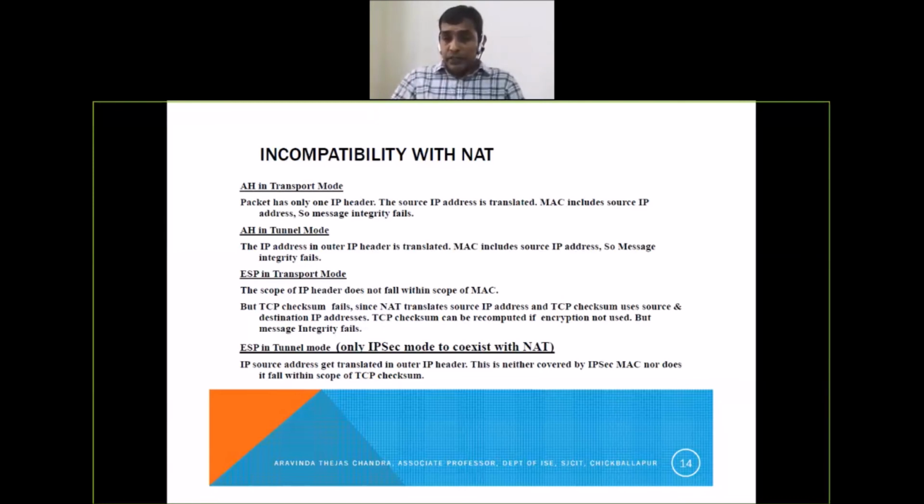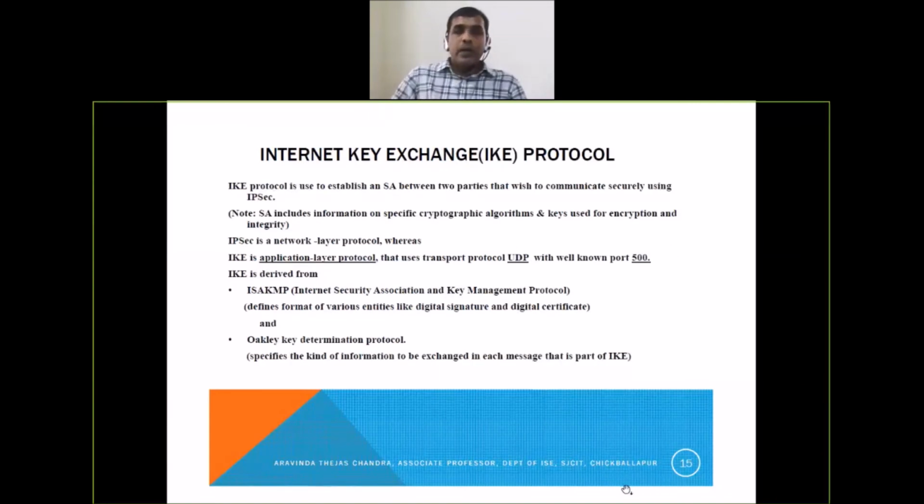How do you exchange this information? We are using some encryption algorithm, but it uses a key. How do you exchange a key between the communicating entities? For that, we have a protocol known as IKE, the Internet Key Exchange protocol. Keep this in mind: it is a protocol used by IPsec to establish a security association between two parties that wish to communicate securely.